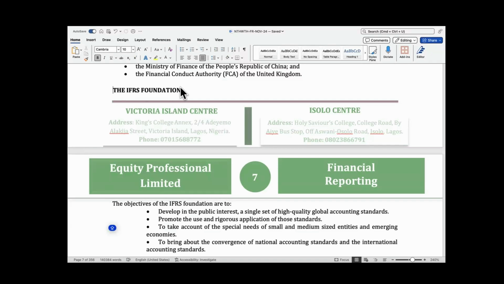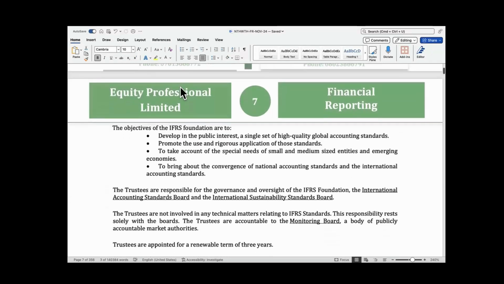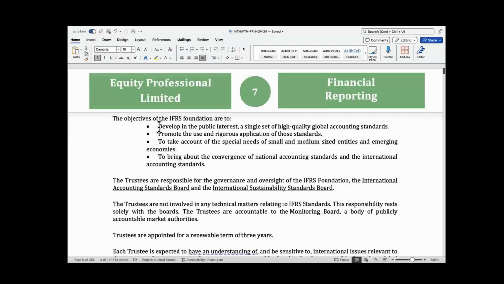So I can ask you this, because the IFRS Foundation are the people in charge of IFRS really in this structure. Now, the last time I asked, it was this objective here, the objective of this foundation. And number one is to develop, in the public interest, a single set of high quality global accounting standards, right? As you can see, they are the ones that actually develop standards. Not only that, it is to promote the use and rigorous application of those standards. And they did that very well.